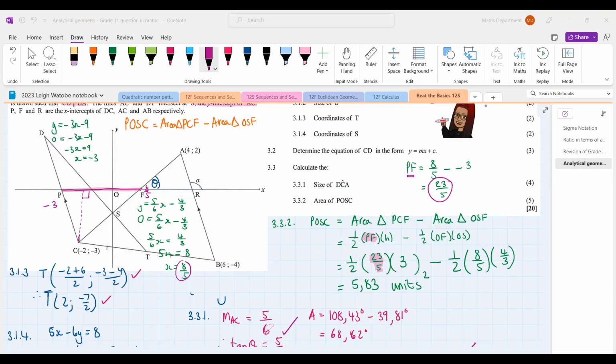Now when you look at your coordinates at C, your x coordinate tells you how far C is from the y-axis. It's 2 units to the left of the y-axis. Your y coordinate tells you how far point C is from your x-axis.